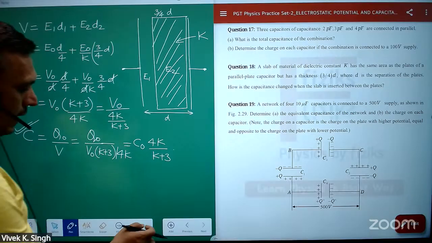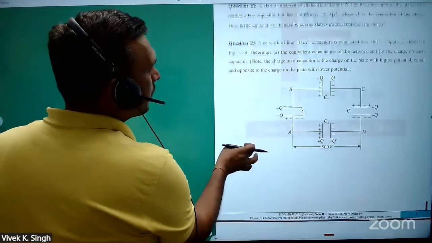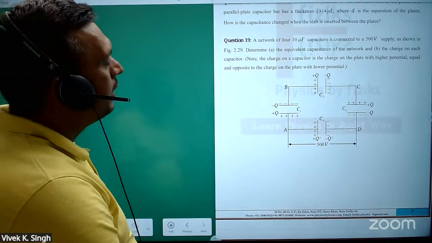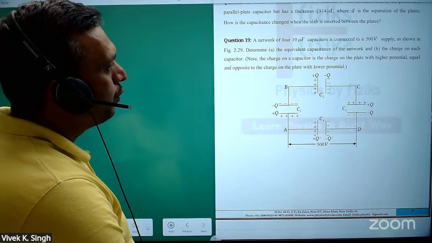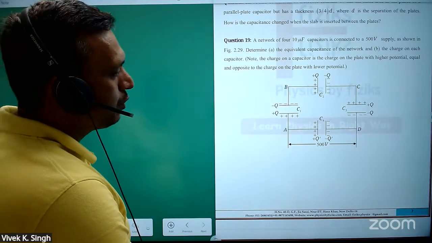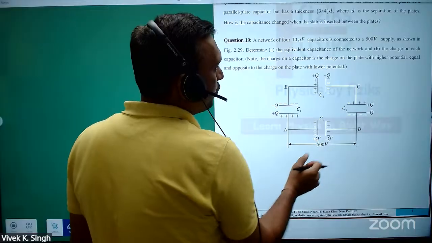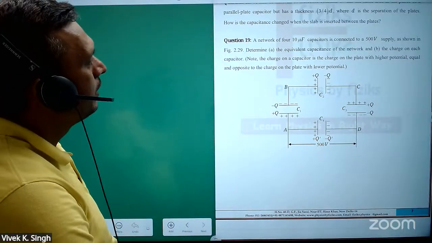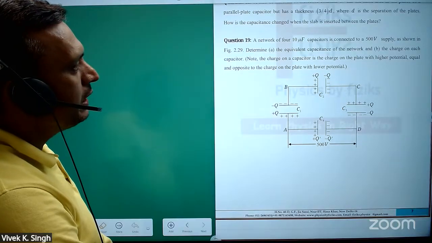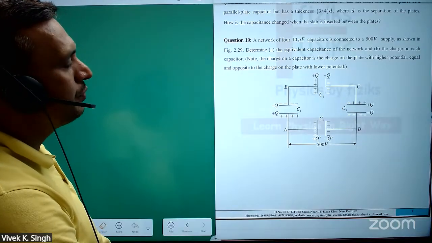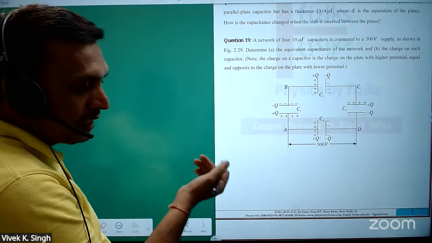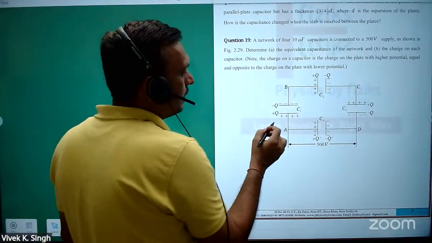So question number 19. A network of four 10 microfarad capacitors is connected to a 500-volt supply. First part, determine the equivalent capacitance of the network. So what will be the equivalent capacitance? Just see which are in series and which are in parallel.